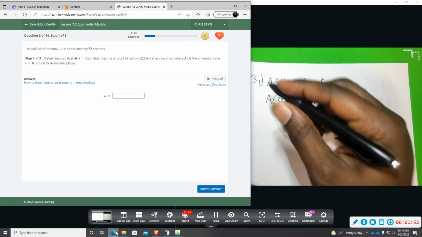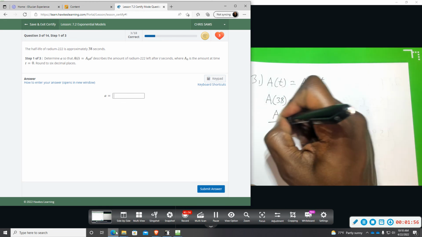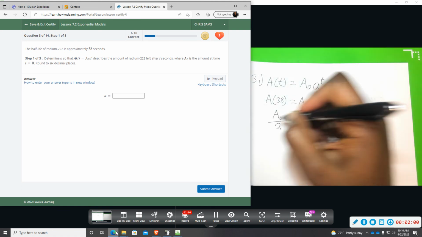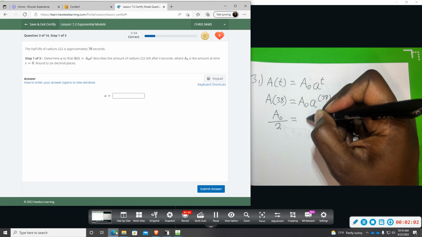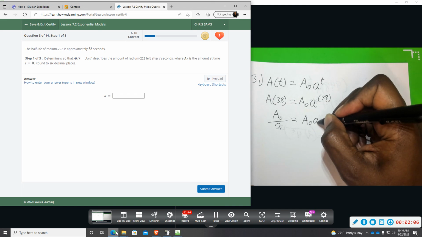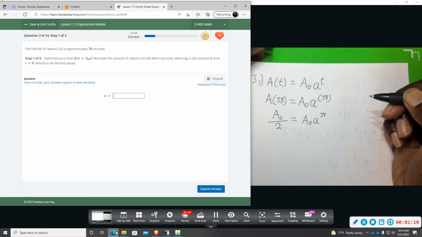So I can replace it one more time. It's going to be equal to A0 divided by 2. That's what half-life means. I'm going to have half of what I started with, and then I have this over here on this side, a raised to the 38 power.